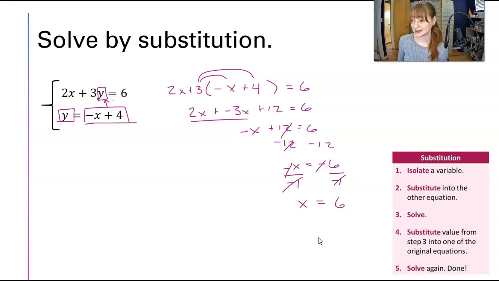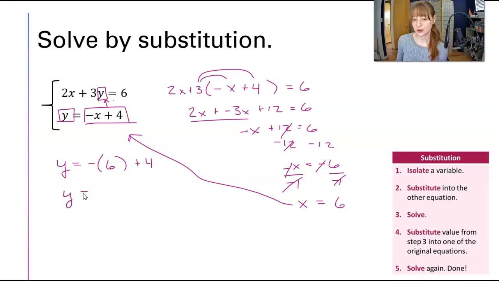Nice. So are we done? Not quite. We're not quite done. Because we need an ordered pair, right? We need an x value and a y value. So now we need to take this value and plug it back in one of these original equations. So I'm going to take y equals negative x. I'm going to plug in my value of x here, plus 4. Now I can just simplify that. Negative 6 plus 4 equals negative 2. So my overall answer here is my 6 for my x, negative 2 for y. 6, negative 2 is my solution.